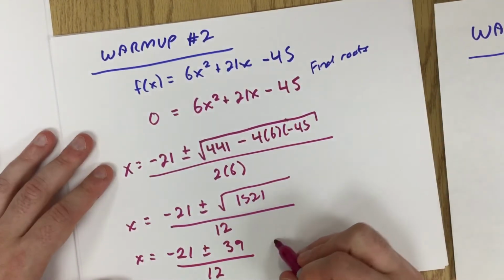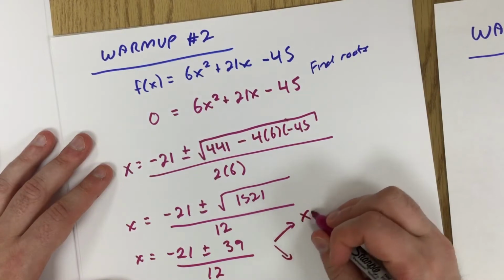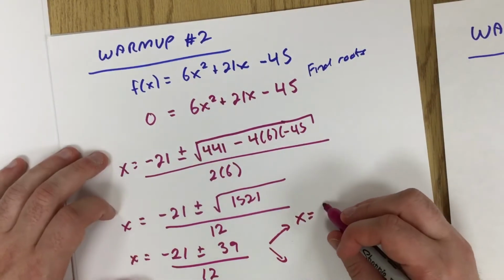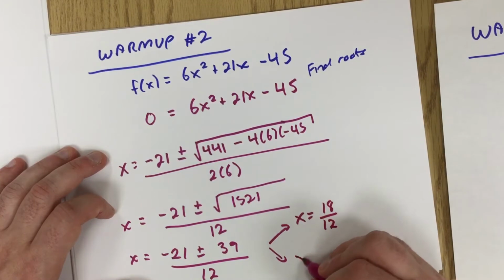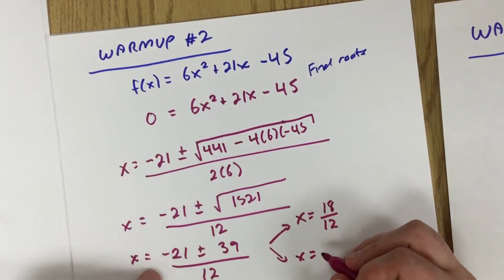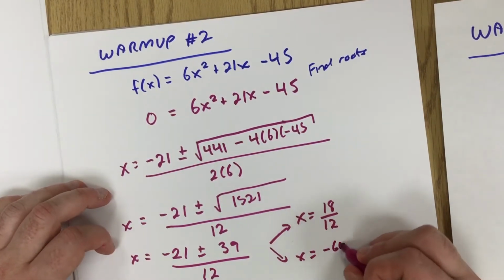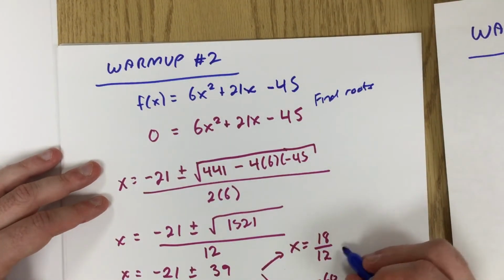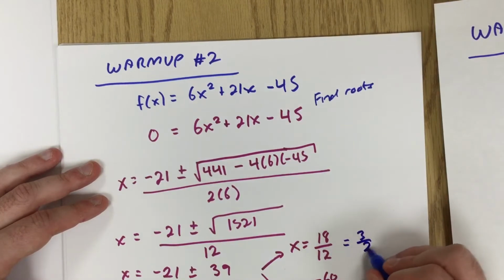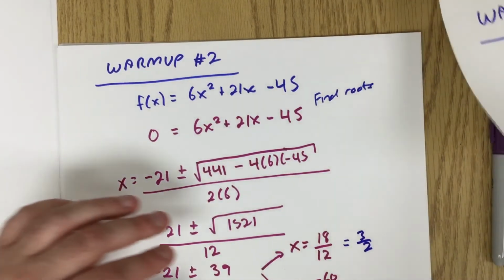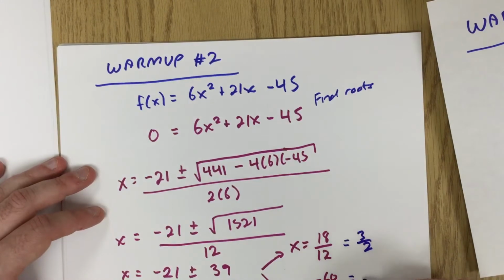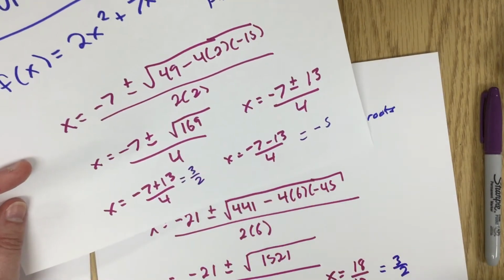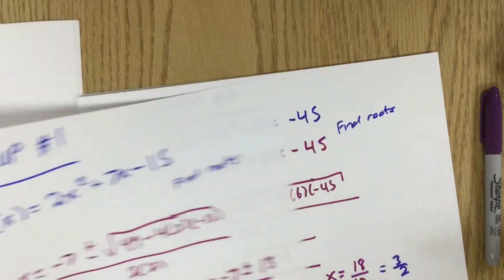And then it's going to give us two answers. Either x is minus 21 plus 39, which is 18 over 12, or x is going to be negative 21 minus 39, which is minus 60 over 12. And 18 over 12 divided by 6 and 6 is going to give us 3 over 2. And that's also going to give us negative 5. Notice, so we have two equations, but they actually had the same roots. The roots here were 3 over 2 and negative 5, 3 over 2 and negative 5.